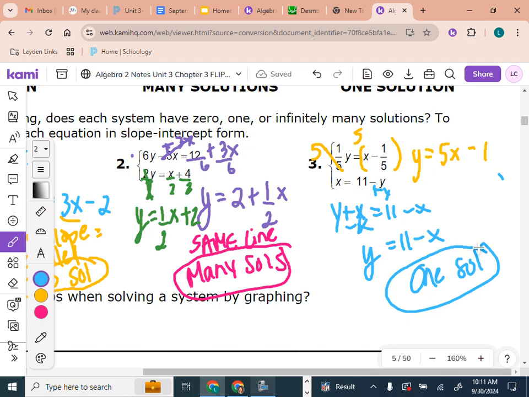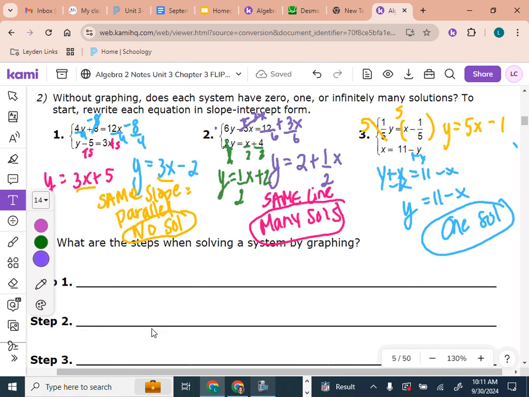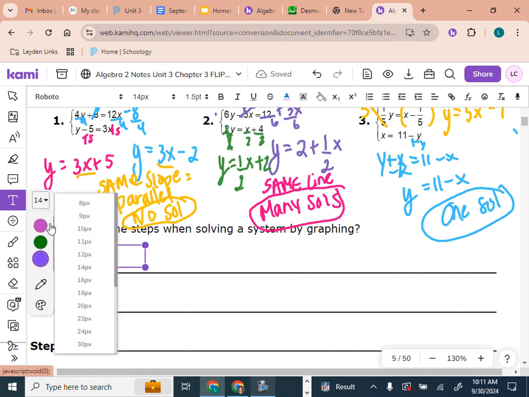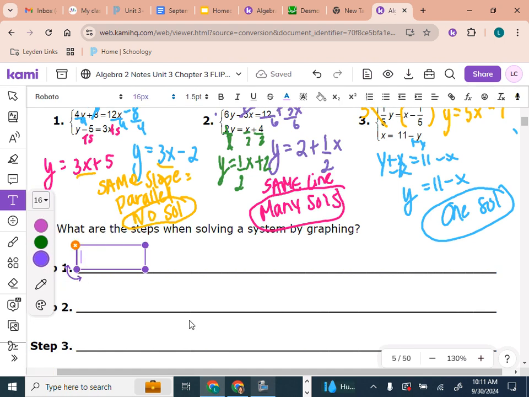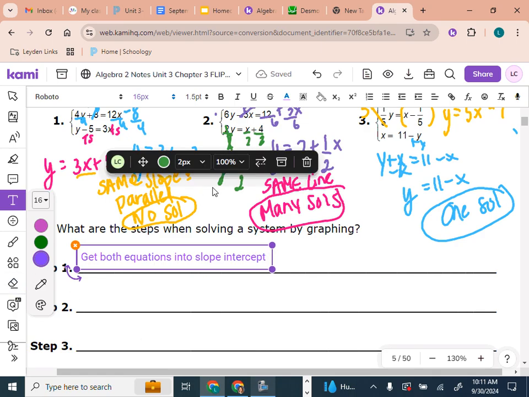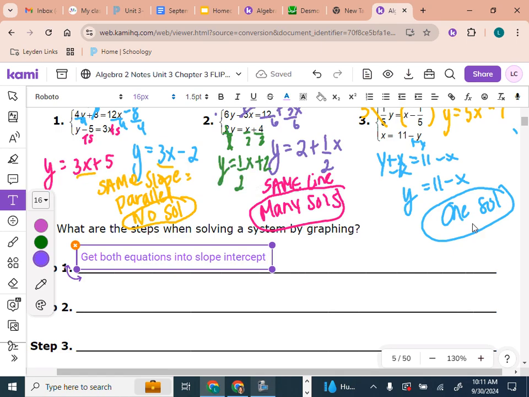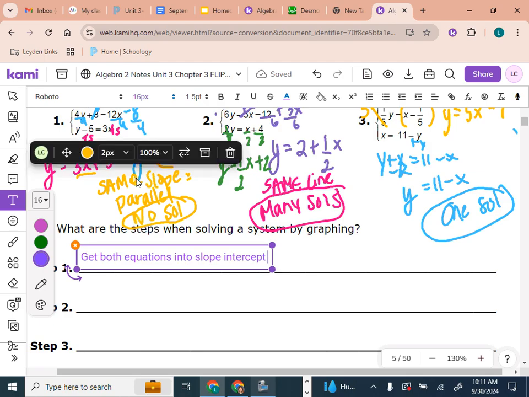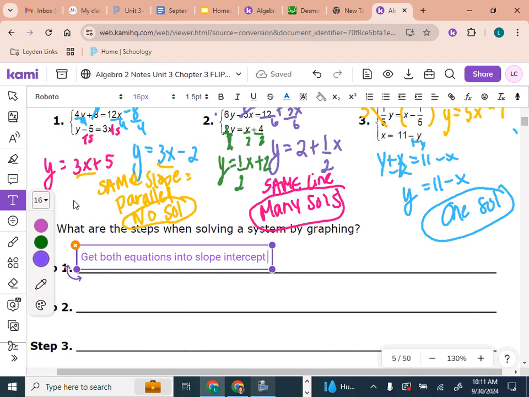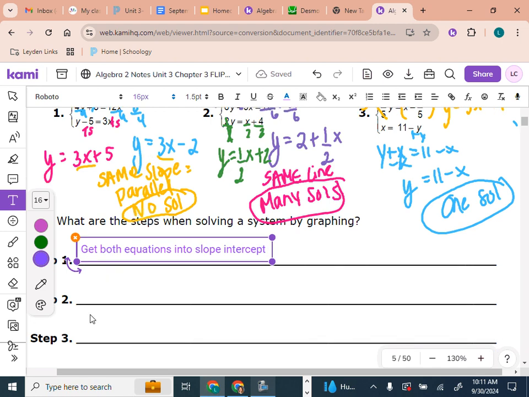Okay, questions. So today you're going to be graphing. When you're graphing, first up, my best advice to you, and you don't have to do this, but I would get both equations into slope-intercept form. Because even if you're not graphing them right away, if I get them into slope-intercept form, I can tell if it's no solution, many solutions, or one solution. So for example, if I get them both into slope-intercept form and I see number 1, and I don't have to graph, I'm going to say I'm not even going to graph that, right? There's no solution. Okay, it tells you a lot about them.